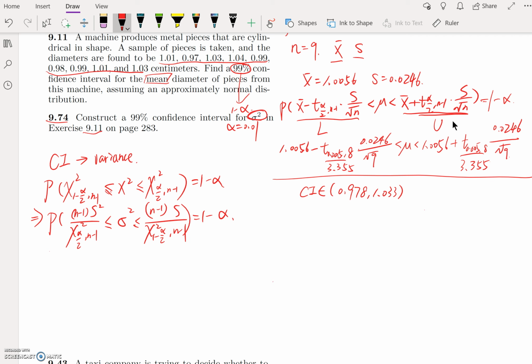We already have the s and n, and we're going to need the chi-square values. Here alpha is 0.01, so alpha over 2 is 0.005, and it's 8. This one is 1 minus that, so it's 0.995. So let's look at those values.